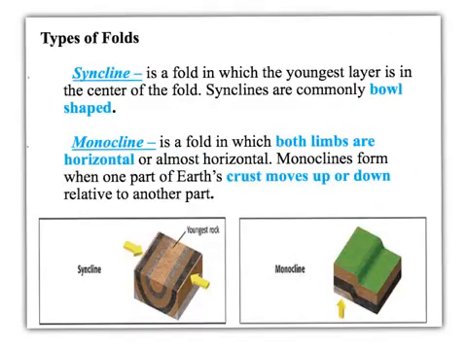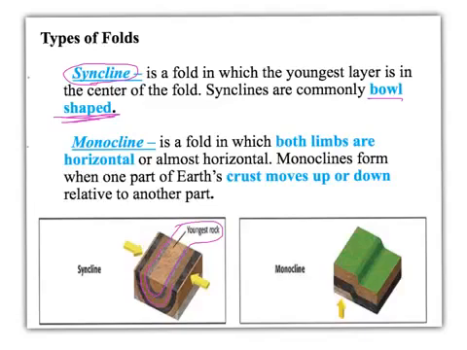The next type of fold is a syncline. A syncline is the opposite of an anticline, and it makes a U-shaped or bowl-shaped fold. In an anticline, the oldest rock was in the center of the fold. In a syncline, the youngest rock is in the center of the fold.